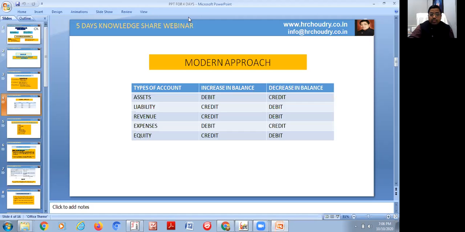Modern approach: if you are doing asset entries, you debit the assets, and the asset balance will be increased. If you credit the assets, the asset balance will be decreased. It means you are selling the assets. आपने जब asset purchase करेंगे, तब आपका डेबिट होगा assets, तो आपका assets increase होगा. जब आप asset सेल करेंगे, तो आप उसको क्रेडिट करेंगे, तो आपका asset value कम होगा.